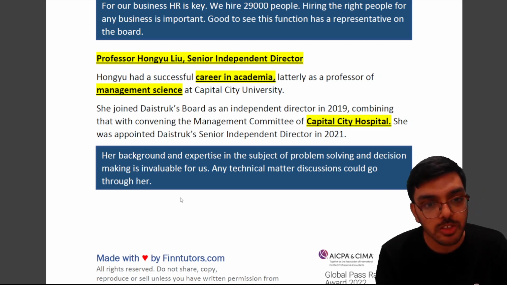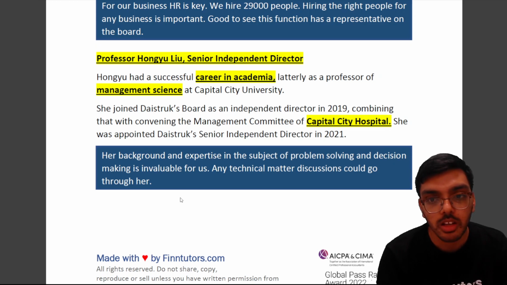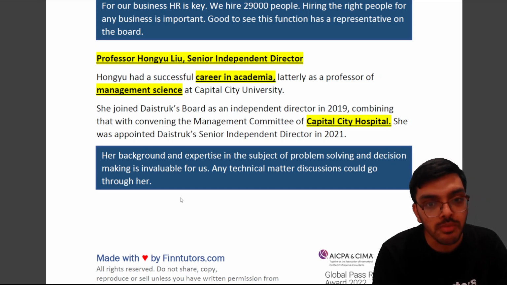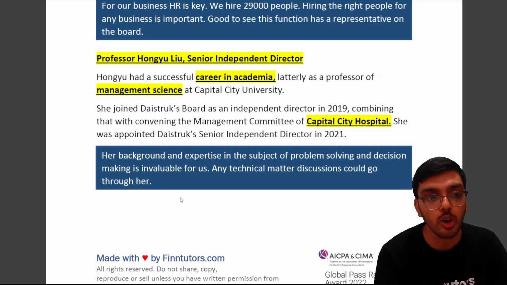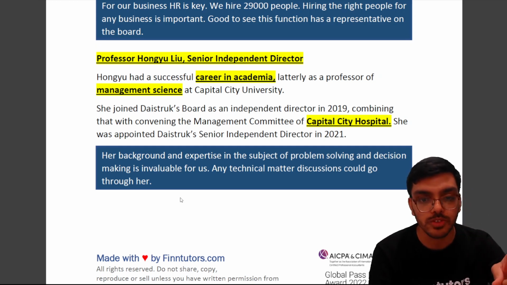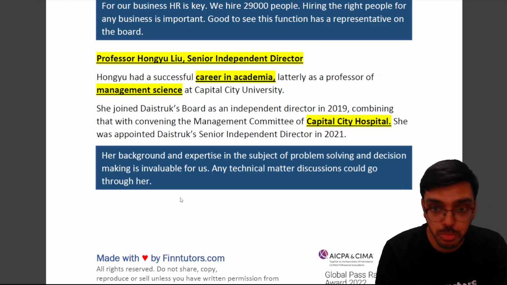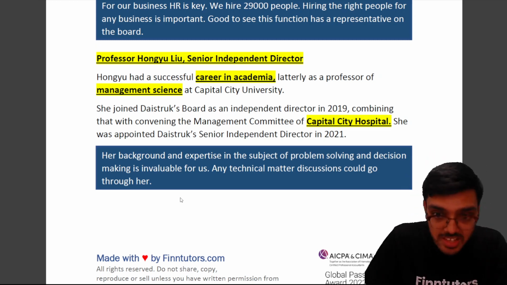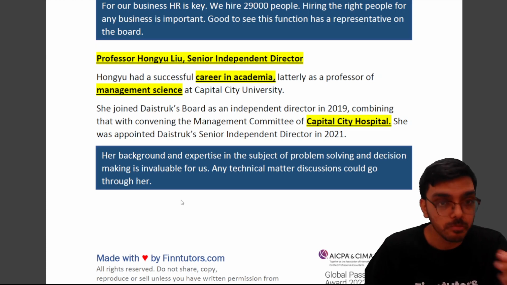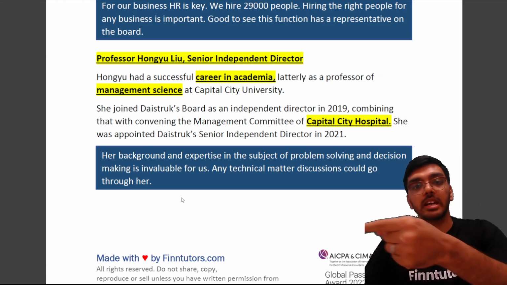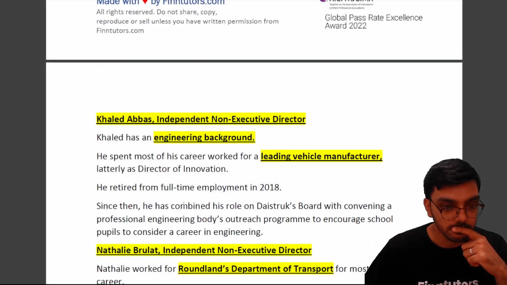She joined Daistruk's board as an independent director in 2019, combining that with convening the management committee of Capital City Hospital. So she's also working two roles. Any technical matters you can discuss with her, because she has that expertise in problem solving. She has that expertise in decision making. She's a non-executive director, but senior independent non-executive director.